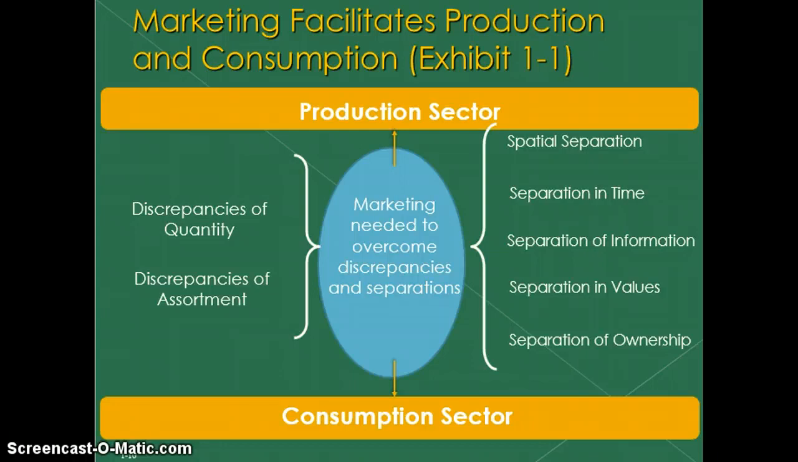On the right-hand side, spatial separation. Producers tend to locate themselves where it is economical for them to produce. They want to save as much money as possible, so they want to be located where it's cheaper for them to be able to produce their products, while we as consumers, we're located all over the place, and we want to be convenienced. We want to have everything near us, and we don't want to travel very far to be able to get what we want.